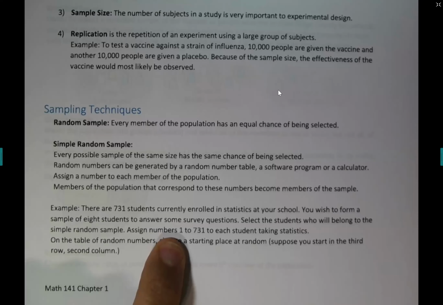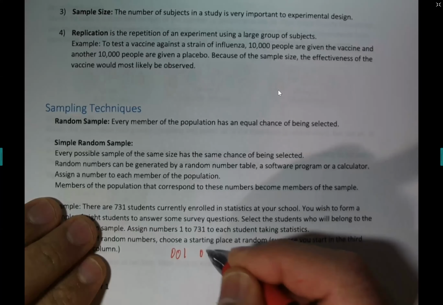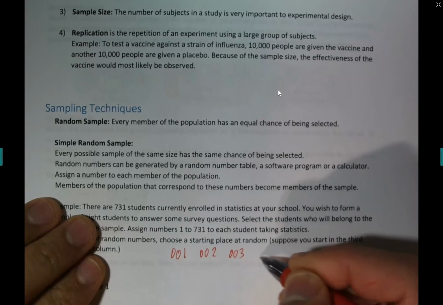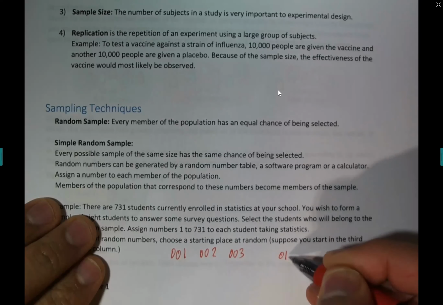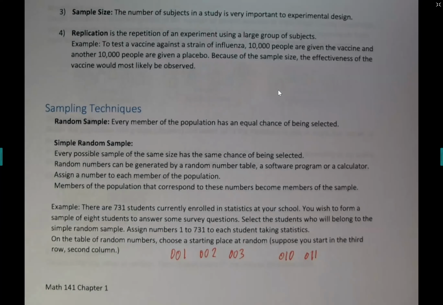Just put 001. Yeah, 001, 002, 003. And then when you come to 10, it's 010, 011, and so on and so forth. Exactly, because you have to be fair. Everybody has a 3-digit ID, and now we have 3-digit for everyone.